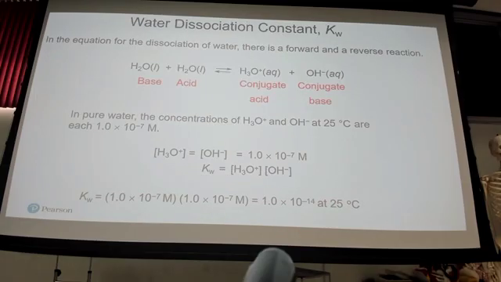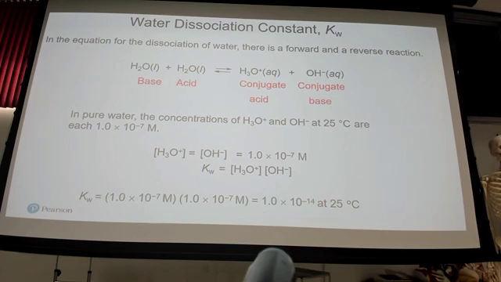When we look at the dissociation constant for water, what we know is that at 25 degrees Celsius, there's an equal amount of hydronium and hydroxide ions in the solution of water, and that has been determined to be 1 times 10 to the minus 7 molarity, and that gives us our Kw, which is the water dissociation constant. So Kw is equal to the hydronium concentration, which is the acid, times the hydroxide concentration, which is the base. They're in equal concentrations, so the water dissociation constant becomes 1 times 10 to the minus 14.